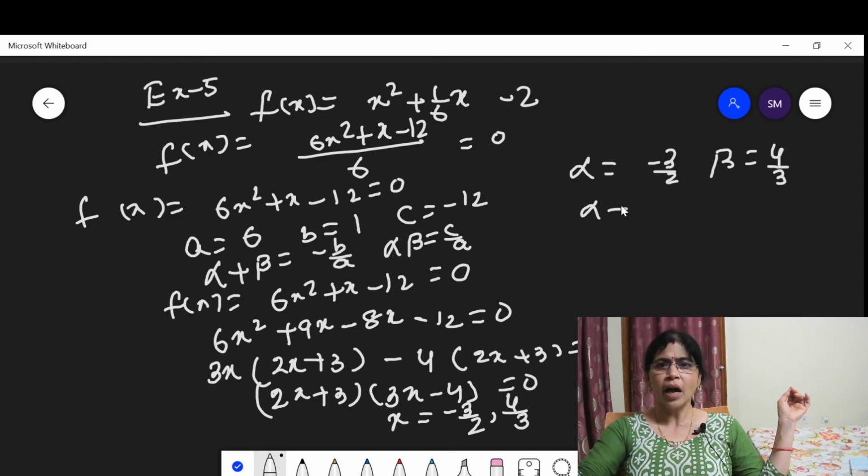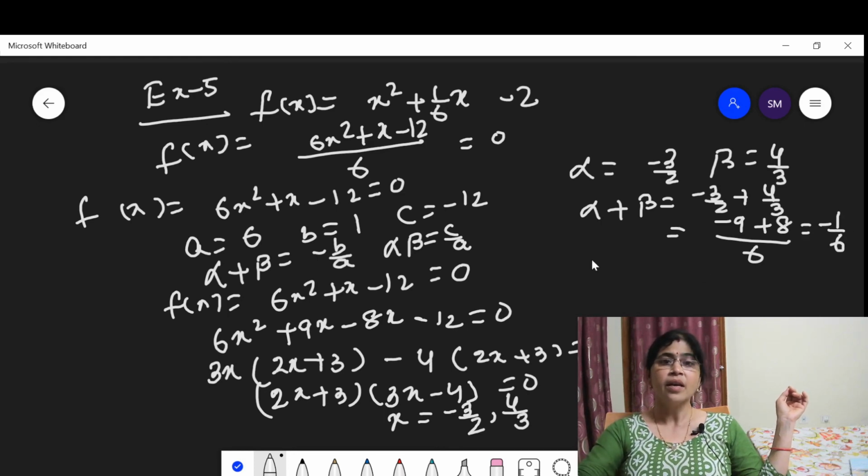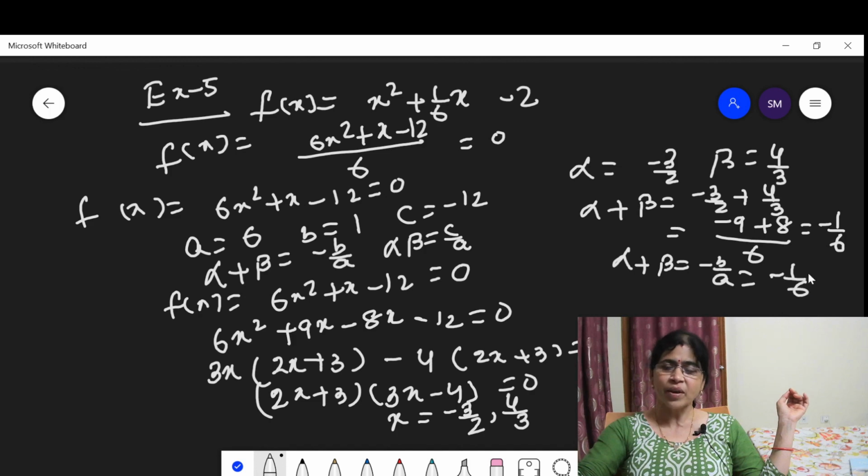Then the two zeros: alpha is equal to minus 3 by 2, and beta is equal to 4 by 3. Then alpha plus beta is minus 3 by 2 plus 4 by 3. Taking 6 as the LCM, we get minus 9 plus 8, which is equal to minus 1 upon 6. As per the formula, alpha plus beta is minus B upon A. Here B is 1, so this is minus 1 upon 6. Hence verified. When we add the two zeros alpha plus beta, we also get minus 1 upon 6.